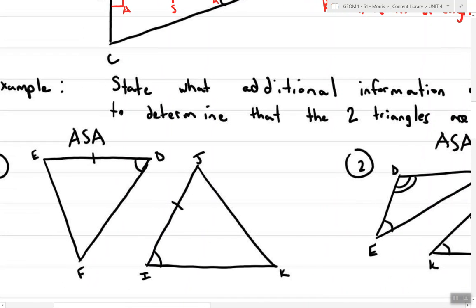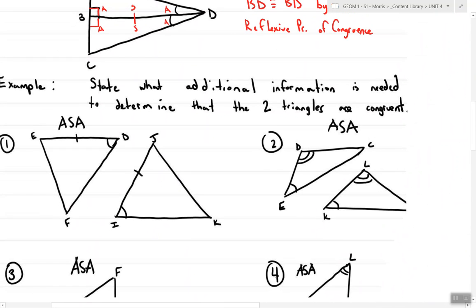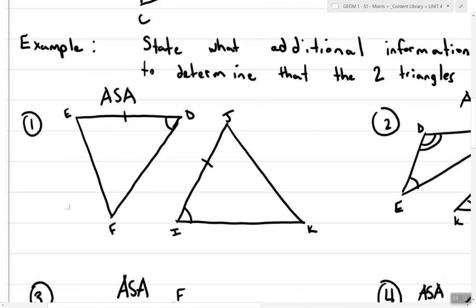Alright, let's go to the next examples. State what additional information is needed to determine that the two triangles are congruent. Right now the triangles aren't congruent. We have to find what additional thing would make them congruent by the theorem angle side angle. So let's look at number one.